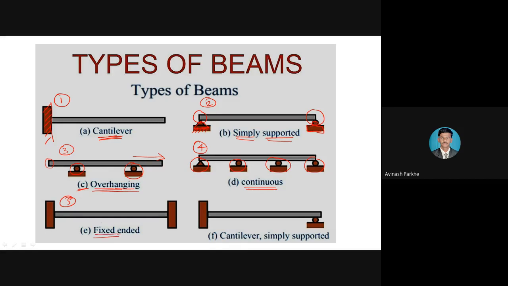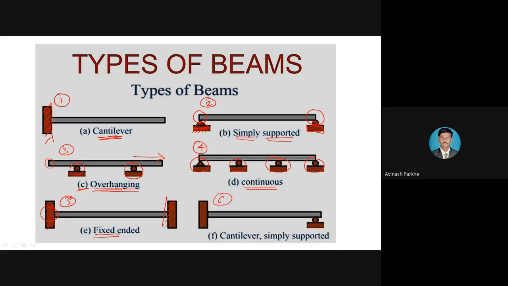Fifth, fixed ended beam. The name itself suggests that fixed ended means the beam which is fixed from both sides. That beam is called a fixed ended beam. Therefore, you can see at the left side the beam is totally fixed, and at the right side also the beam is totally fixed. So figure number 5 is called a fixed ended beam, in which both the supports present at the left and right sides are fixed.